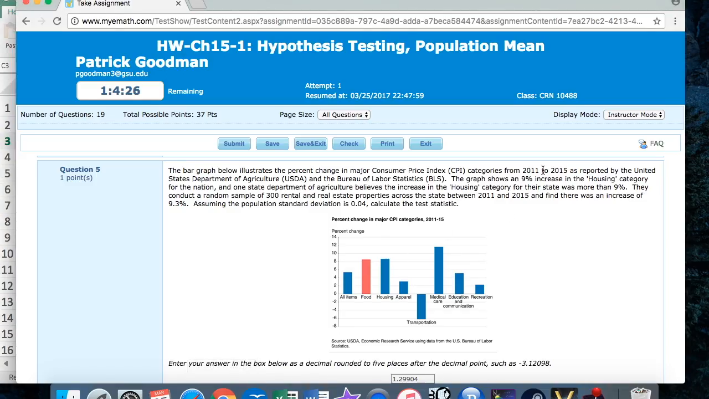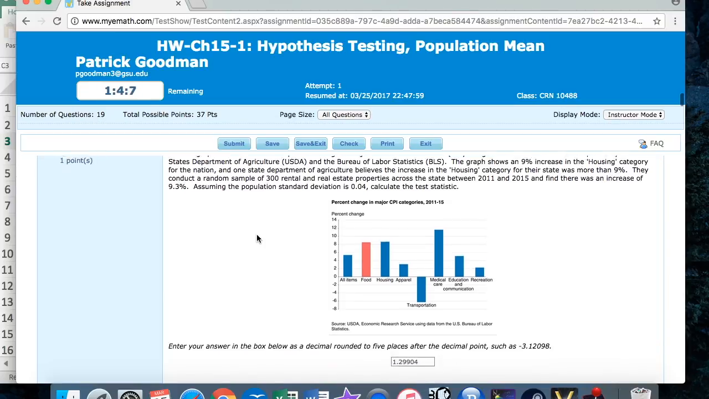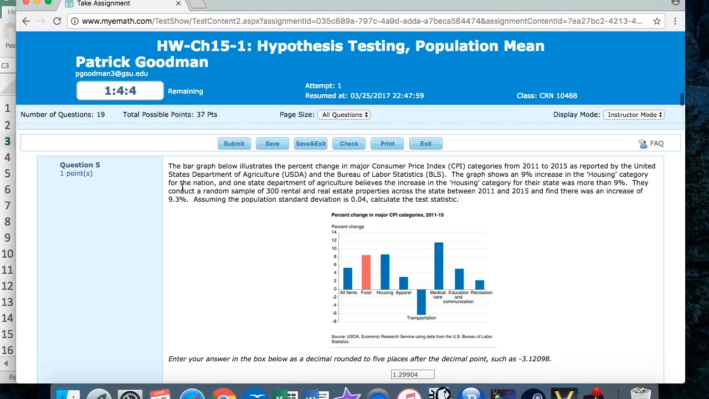Let's do this problem. The graph shows a 9% increase in the housing category for the nation, and one state department of agriculture believes the increase in housing category should be more than 9%. Okay, so there we go. There are 2 hypotheses, right? And then of course the rest of the problem gives us our data from a sample.